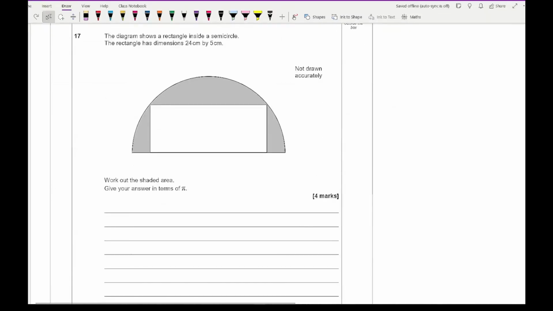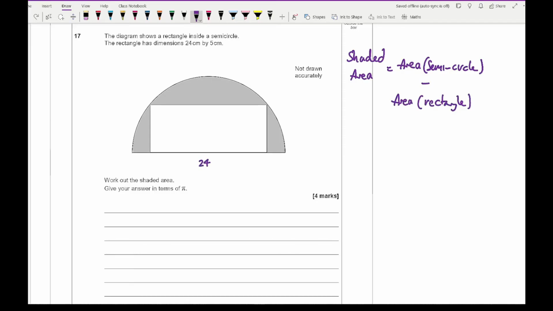Moving on to question 17, it says the diagram shows a rectangle inside a semicircle. The rectangle has dimensions of 24 by 5. Work out the shaded area. I want to give our answer in terms of pi. Now for this, the shaded area is equal to the area of the semicircle minus the area of the rectangle. So what we need to do is find out those first. So let me start by just labeling this. So this is 24 and this is 5.